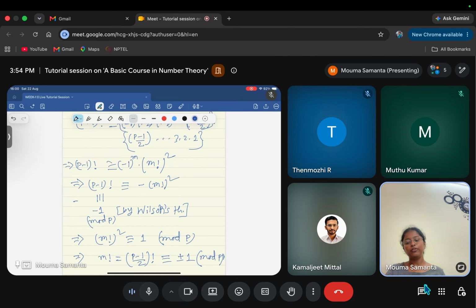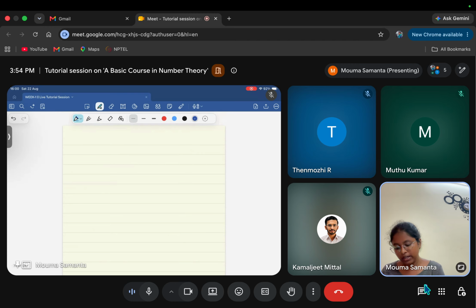So exactly what we have shown, we have shown that by the form of p, since p was 4k plus 3, in this factorial p minus 1 we have an even number of terms, right? p is odd, therefore p minus 1 factorial will contain an even number of terms.